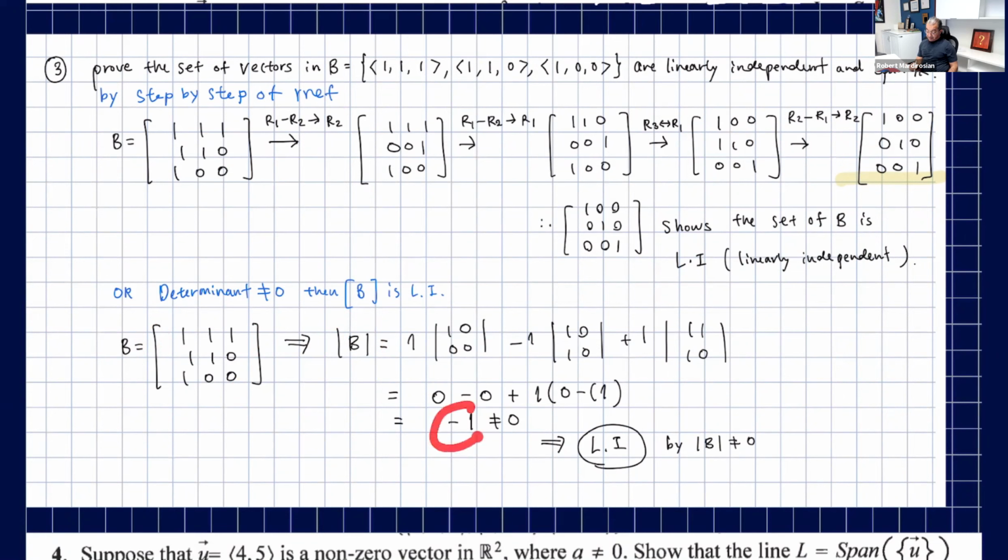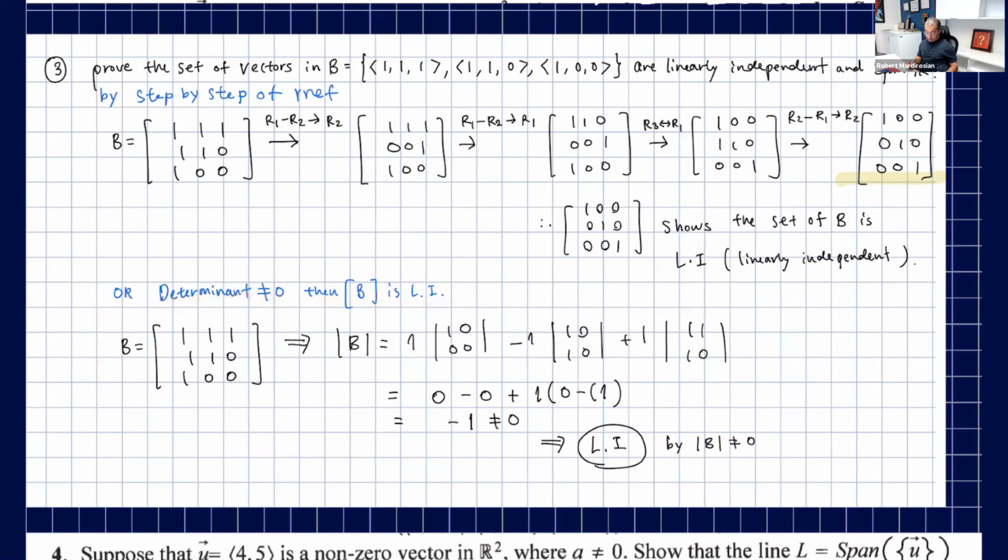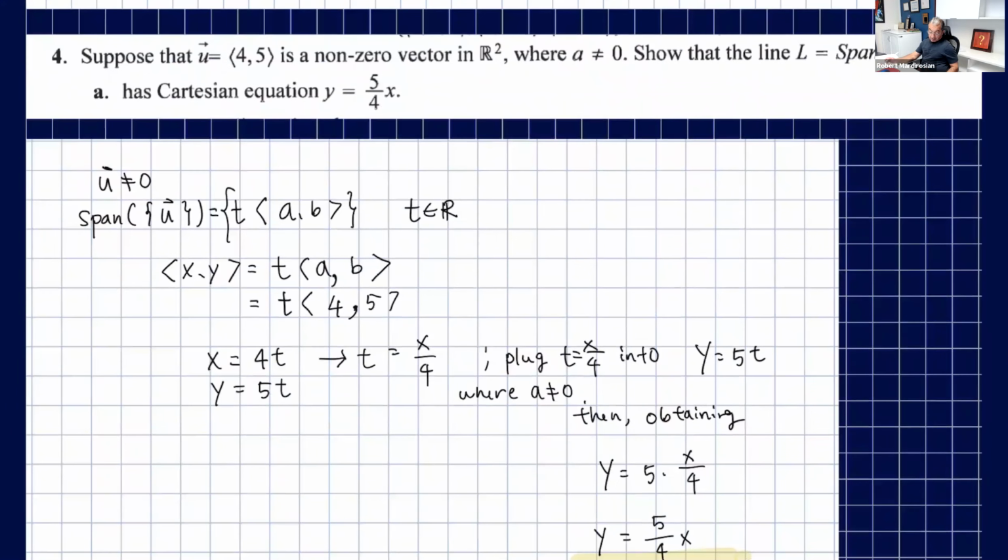And if the determinant is not equal to 0, then the conclusion is that the vectors are linearly independent. So if you are comfortable using this, you're more than welcome to do it. And again, in the next sections or chapters, we are going to talk about determinants in detail. Number 4.